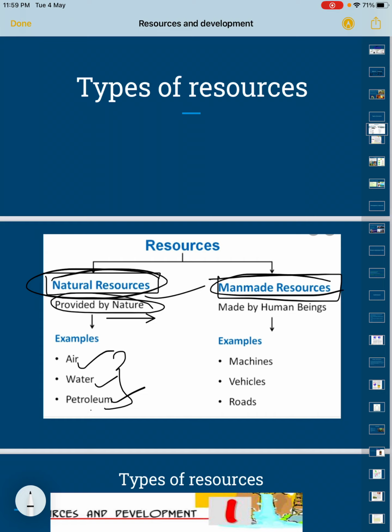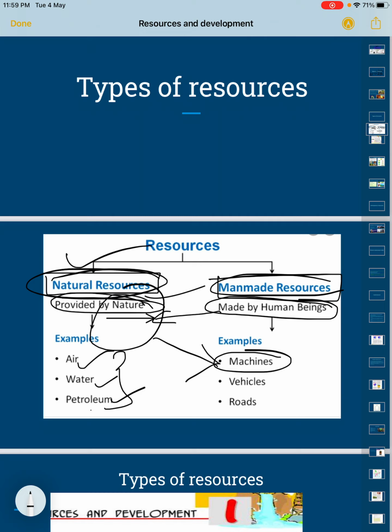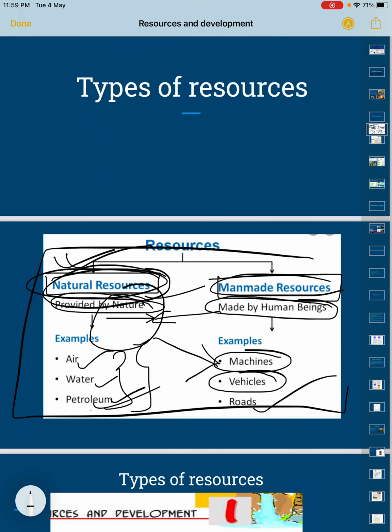And what is a man-made resource? Something which is made by human beings, but human beings use natural resources to make man-made resources. Suppose machines require some metals to make, and metals we get from nature. Vehicles, again, require petroleum to run and metals to make, so again we get all these things from nature. Similarly, there are roads, buildings, many other things; we require natural things to make the man-made things. But this is a very simple classification.